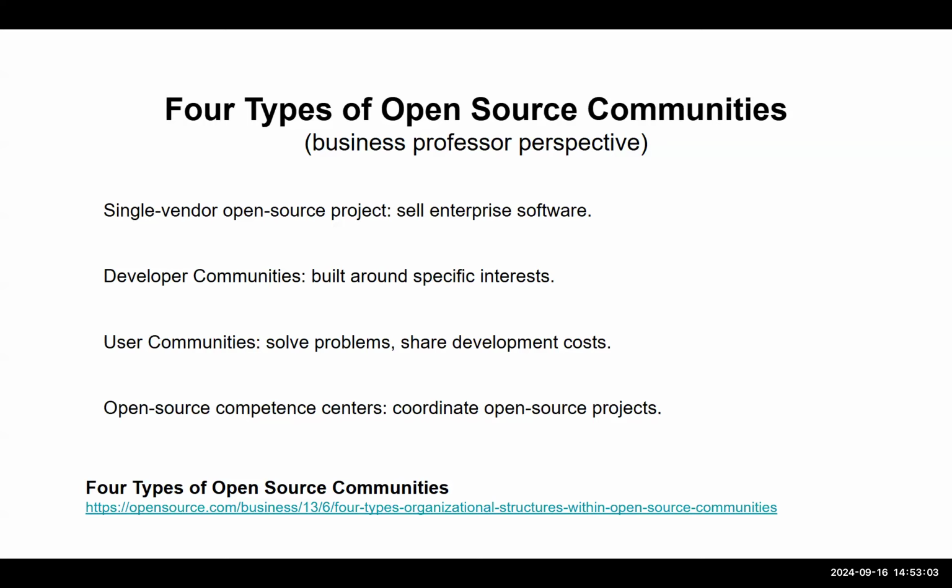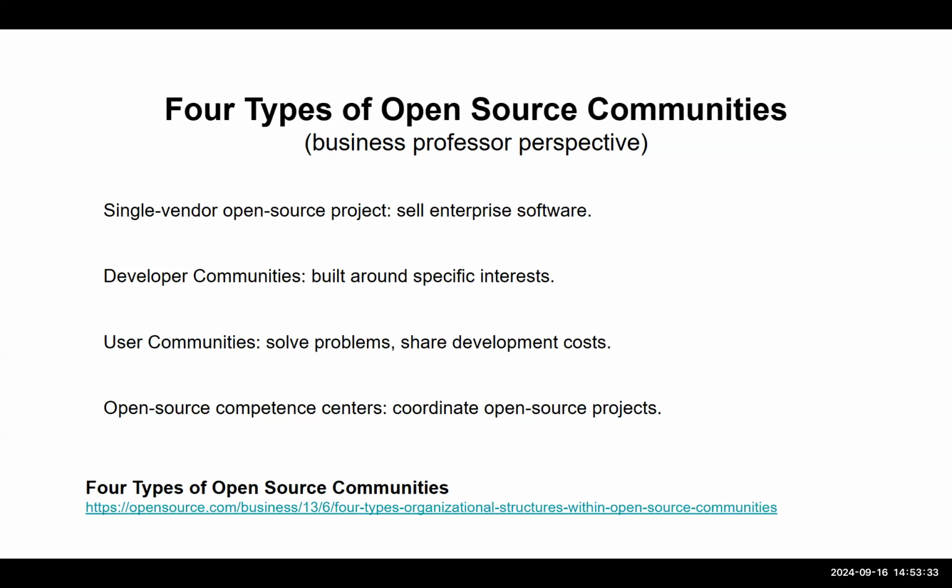So the first type is the single vendor open source project. In a single vendor open source project, we usually build an open source project to build some sort of enterprise software or software that's used in general. But they're basically interested in building one thing. They want to sell the software, because they're focused on that one thing. They want to have a captive market.